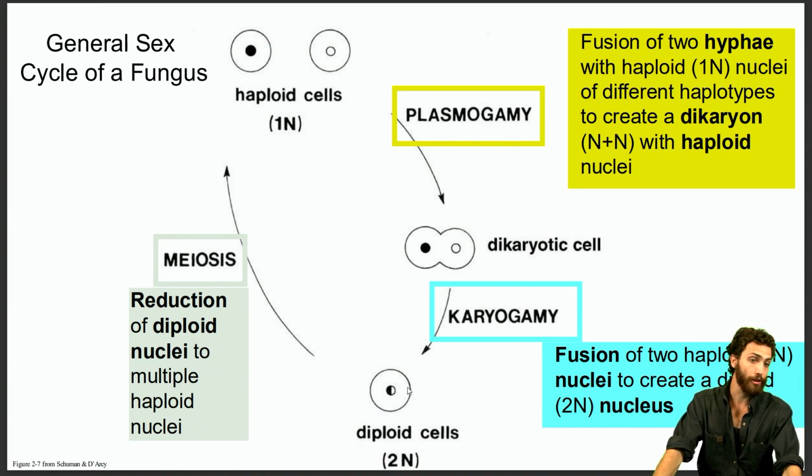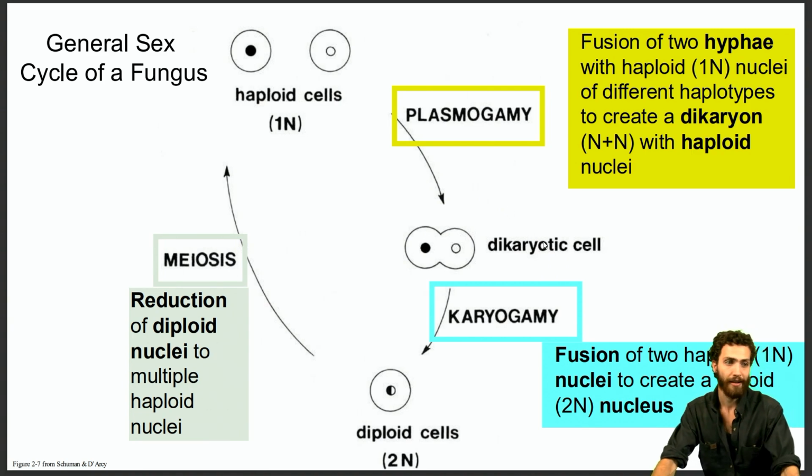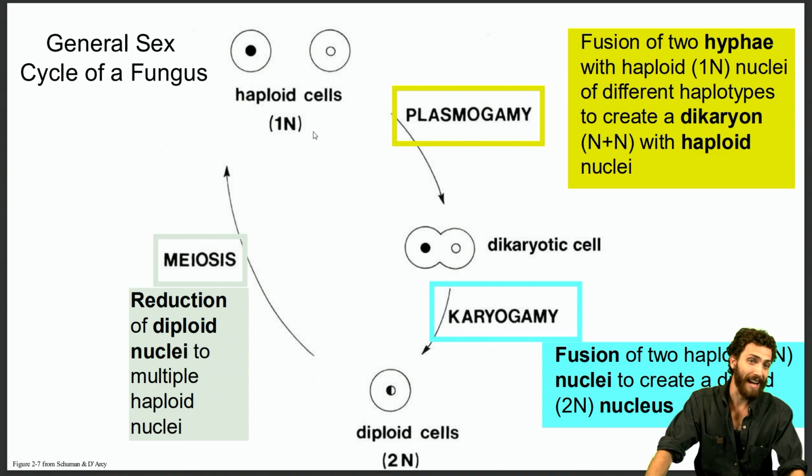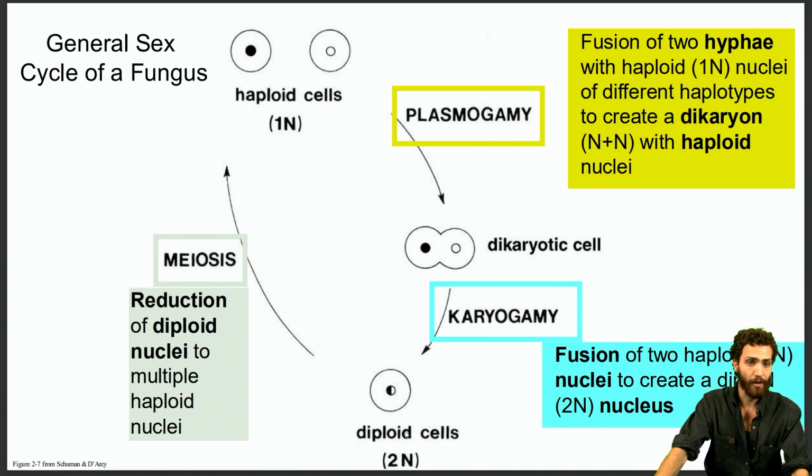So karyogamy occurs. You end up with diploid cells. Diploid cells are 2n. We go from n to n plus n is what this should say. It doesn't say it next to my head, but it should. You go from n to n plus n in this dikaryotic stage. Oh, here it is, n plus n. And then it goes to 2n, which is the diploid cell.